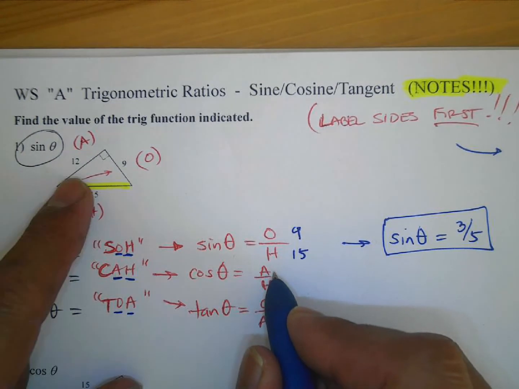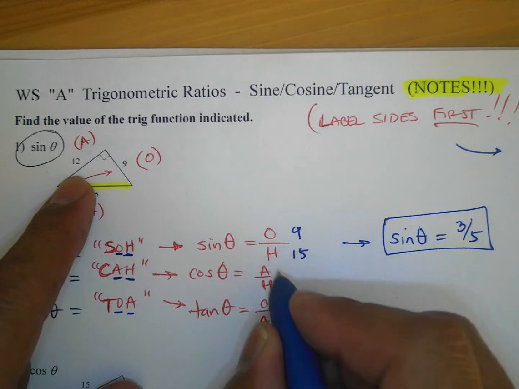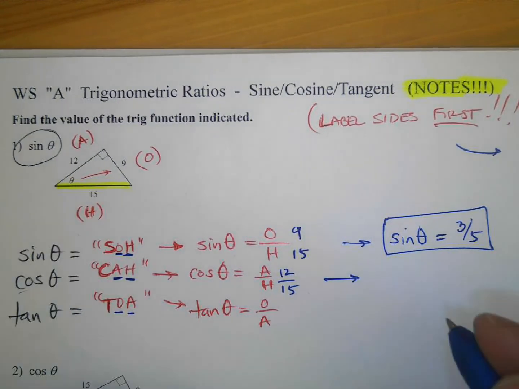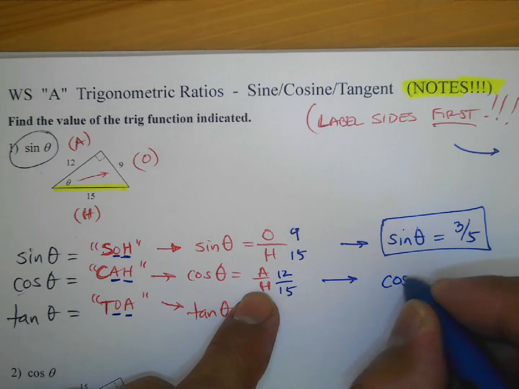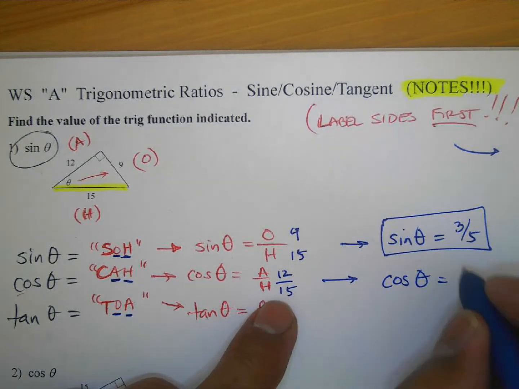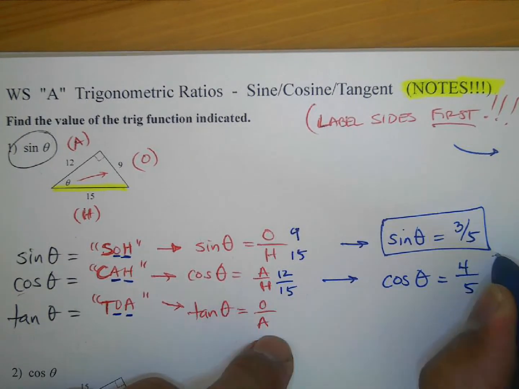And A over H for cosine is what? 12 over 15. And again, that can be reduced also. So cosine would be what? Cosine would be, again, reduced by 3, 4 over 5.